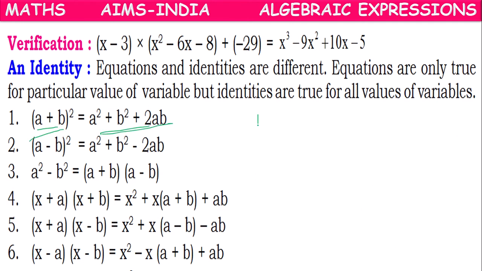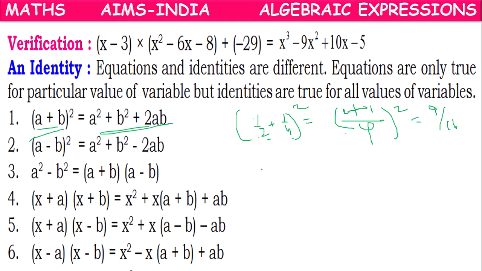Let's take fractions: 1 by 2 plus 1 by 4, whole square. What is the LCM of 2 and 4? It is 4. 2 times 2 is 4 and 1 times 1 is 1, so 2 plus 1 by 4 whole square. 2 plus 1 is 3, so 3 by 4 whole square. 3 square is 9, 4 square is 16, so it is 9 by 16.